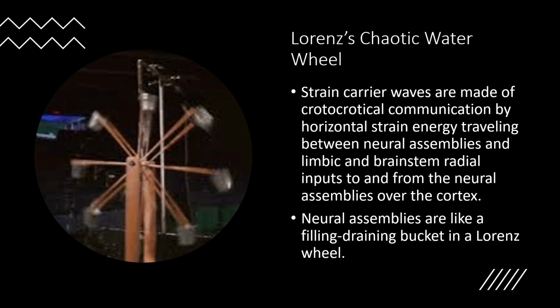Lorentz chaotic waterwheel strain carrier waves are made of corticocortical communication by horizontal strain energy traveling between neural assemblies, and limbic and brainstem radial inputs to and from the neural assemblies over the cortex. Neural assemblies are like a filling and draining bucket in a Lorentz wheel.